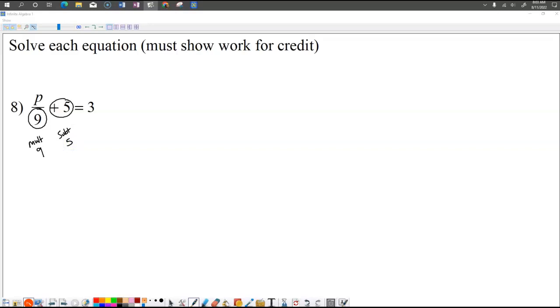And which one do we do first? Well, once again, we do the subtraction first, and we do the multiplication second. All right, so here we go. Minus 5 first. Those are gone. Multiply by 9 second.